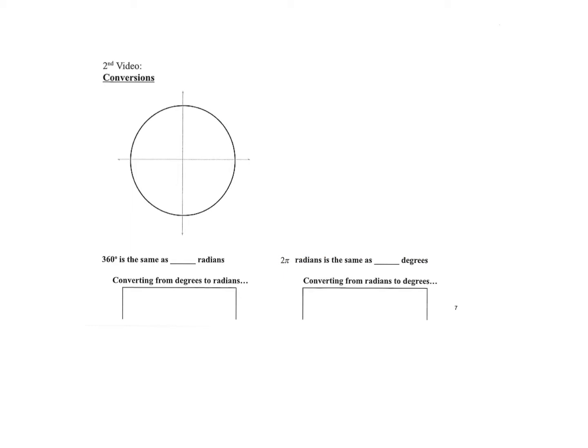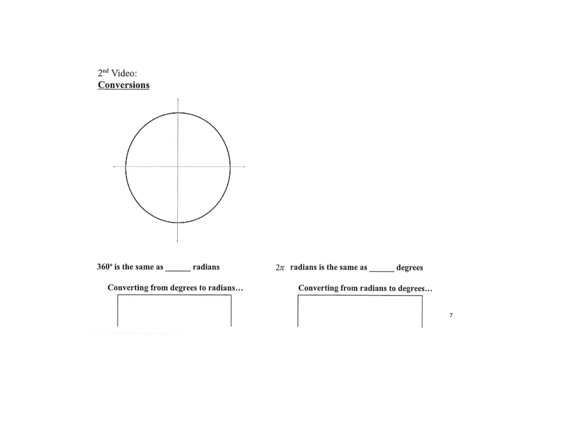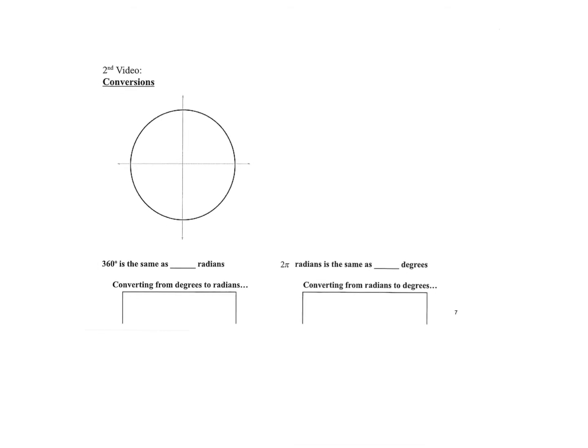Moving down to the bottom of this page of notes, there's also another support video in our folder about converting degrees to radians that I encourage you to watch for extra help and support. So we know 360 degrees is the same as 2 pi radians. Let's write that in here.